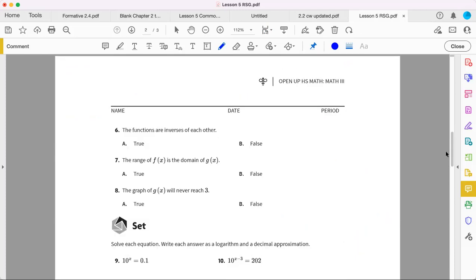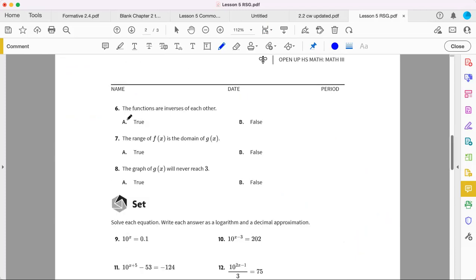I think a lot of this is just building it off. They're definitely inverses of each other. You've seen this in chapter 2, unit 2, and also unit 1, honestly. So that's something you should know. The range and the domain did switch. The graph of g of x will never reach 3.